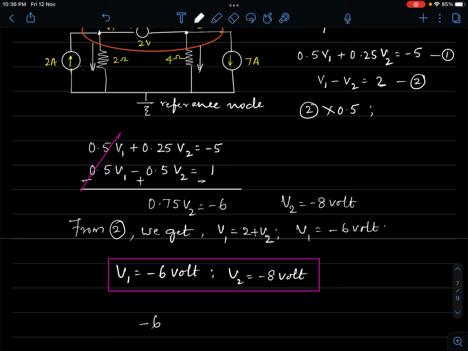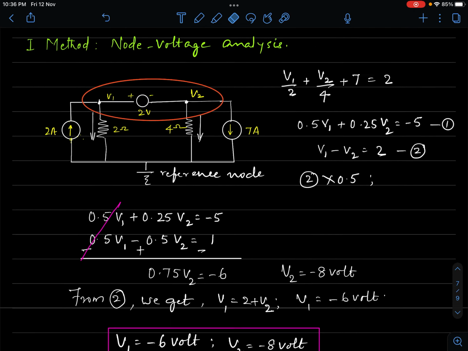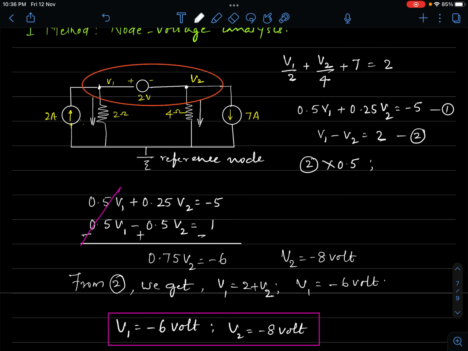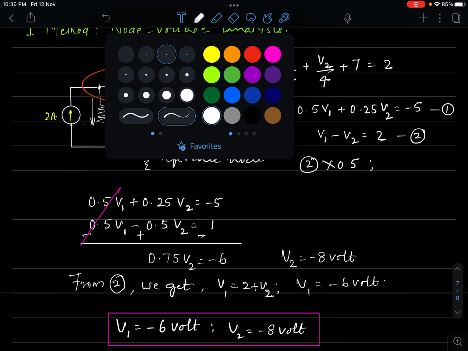So what will happen if I put it in equation 2? In equation 2, my V1 is minus 6, okay? My minus V2, so minus of minus 8. This is 2, which is your RHS. This is LHS of 2, right? So we can do the verification and we know that the answer obtained is correct. This is one method of doing it. We have done it by nodal method. Okay, let us try to explore the second method.